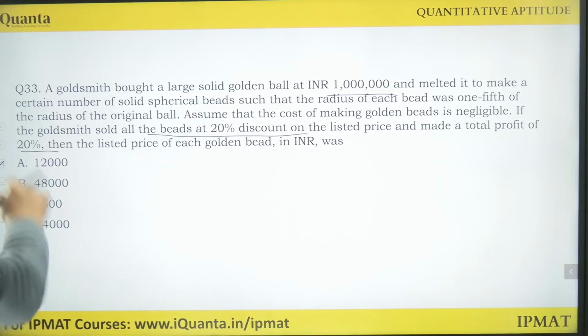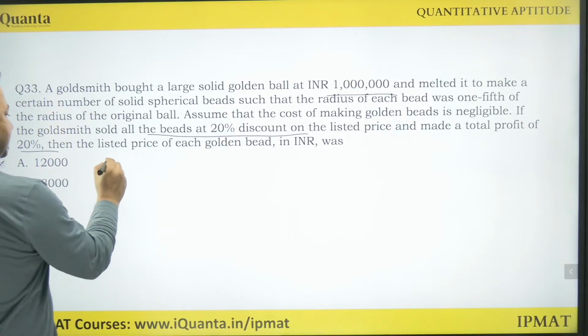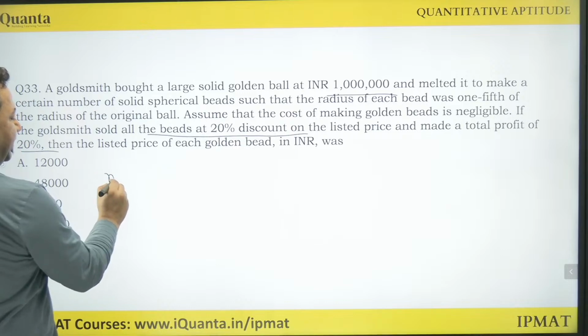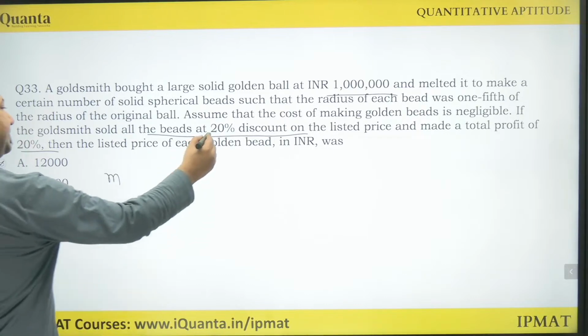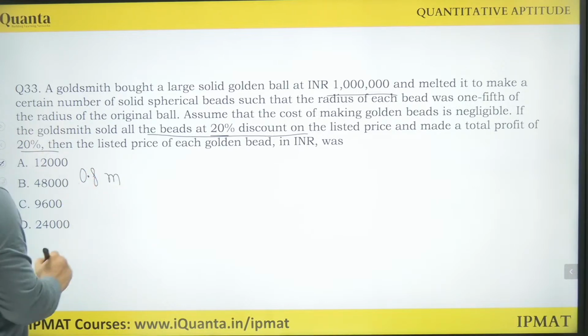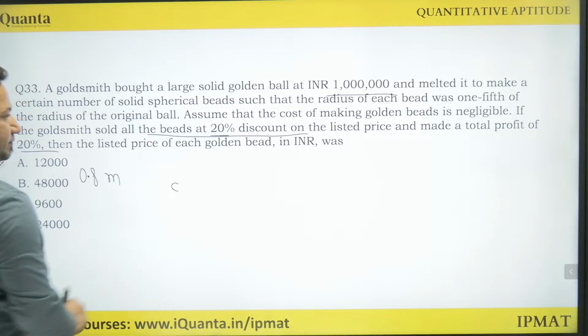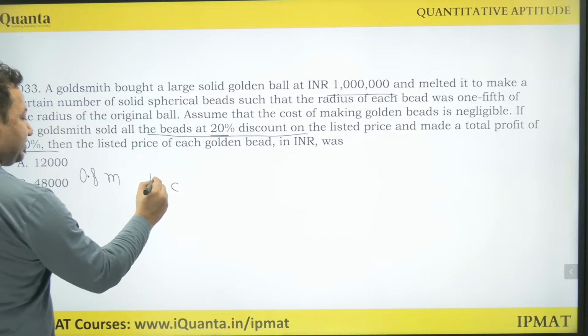So we can do one thing. Let the listed price be M. Mark price मान लेते हैं M. Okay? If mark price is M, the selling price will be how much? 20% discount दे दिया, 0.8 M will be the selling price. And let the cost price be C. He made a profit of 20%. That means his selling price will be 1.2 C.